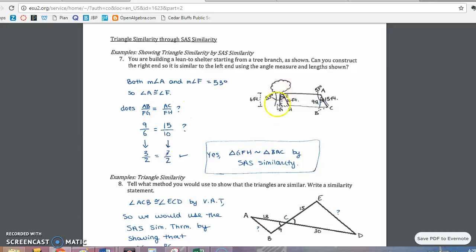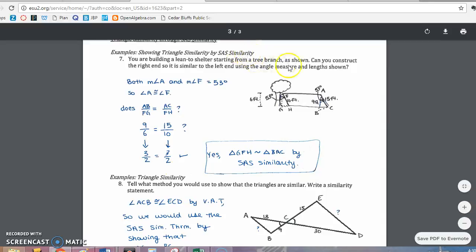So FH and AC and AB and FG. That will make these angles here the included angles. So we don't care about GH, we don't care about BC. So we set up those proportions, we solve them down, they reduce to the same thing, so yes, they are similar. And the explanation here, or yes, we could construct it so it's similar, and the reason is by side angle side.